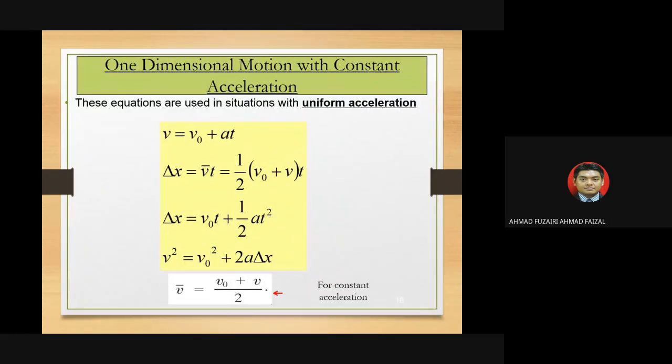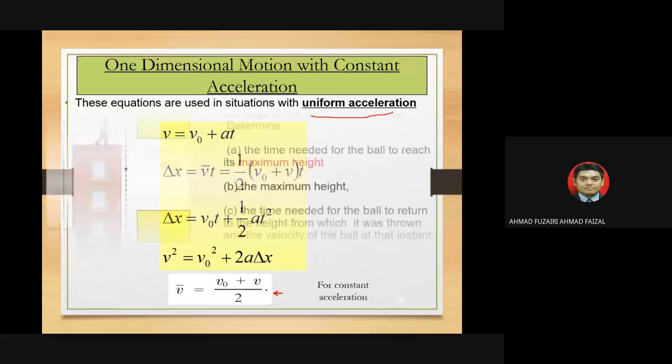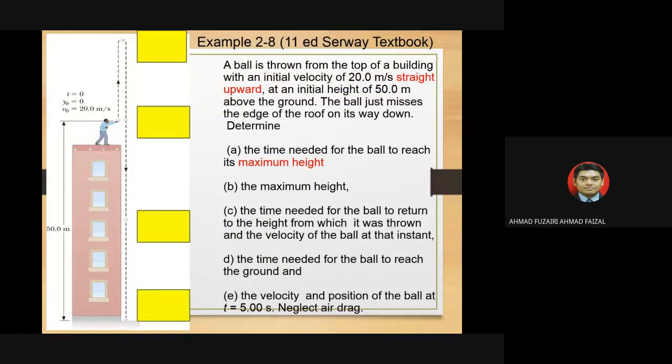Okay, I just want to recall all the equations that you have learned in subtopic 2.3. These are all the equations I use in situations with uniform acceleration. Now let's look at example 2.8, taken from the 11th edition Serway textbook, page 50. A ball is thrown from the top of a building with an initial velocity of 20 meters per second straight upward, at an initial height of 50 meters above the ground. The ball just misses the edge of the roof on its way down.